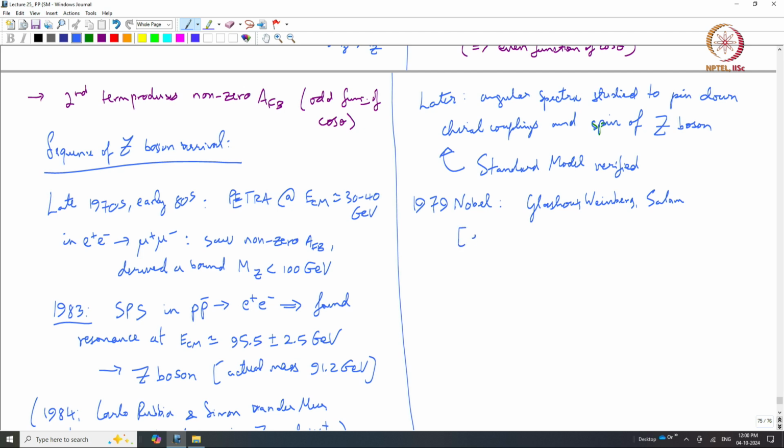Okay, so it's important to know that this was awarded even before the Z was discovered, right? 4 years before, right? Even before Z was discovered at the SPS, because just based on the parity violation, right? Based on the parity violation seen from Z gamma mixing.